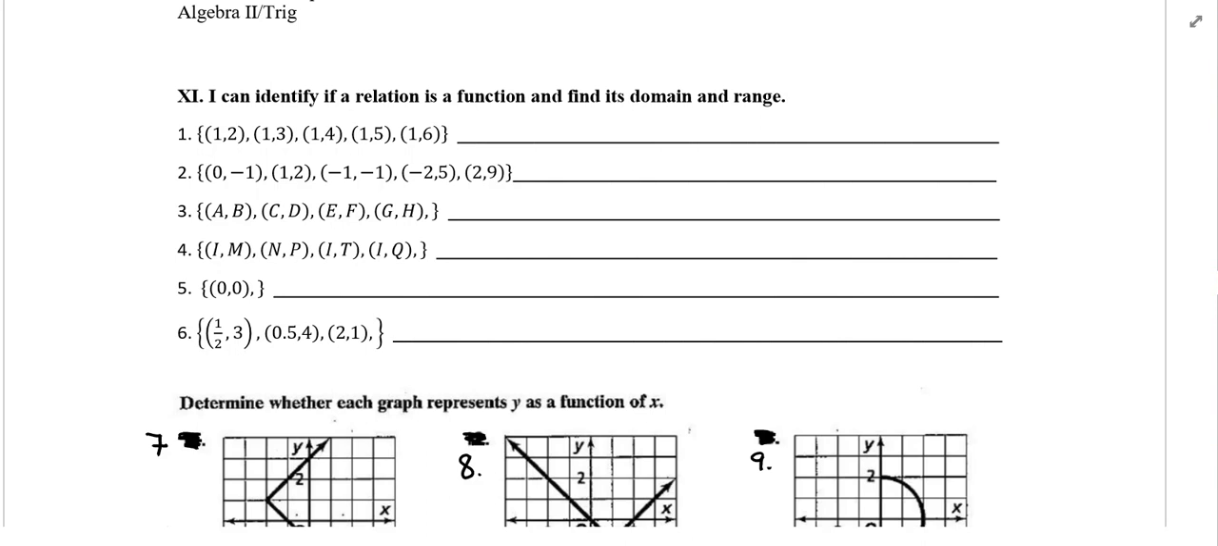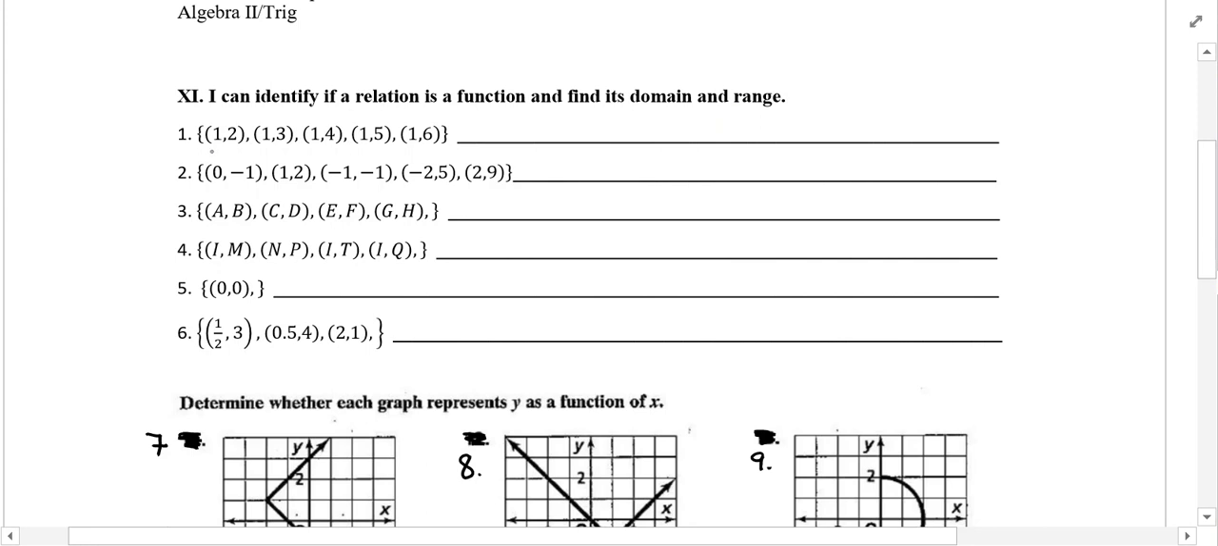All right, so it says, I can identify if a relation is a function and find its domain and range. So remember, we talked about if something is a function, for every x input, there can only be the one y output. And the domain represents all of our x values, and the range represents all of our y values.